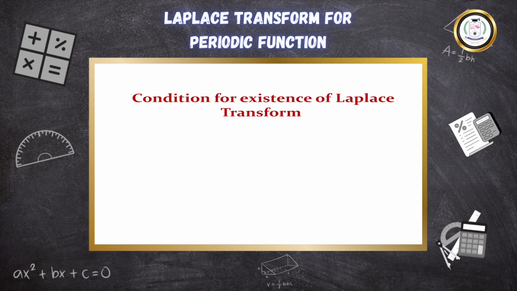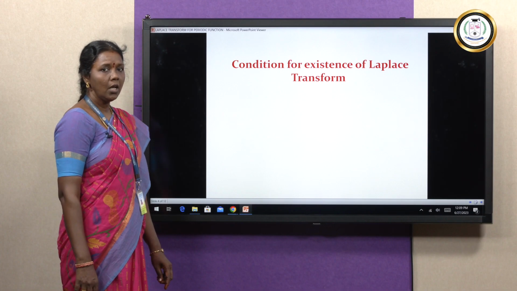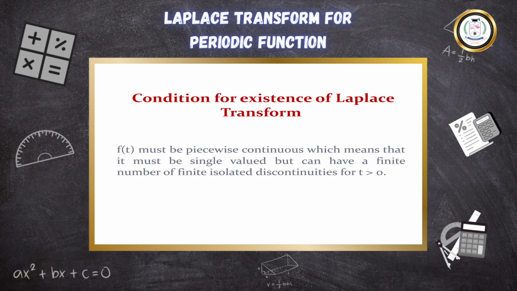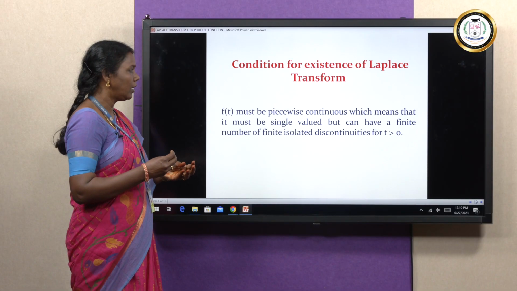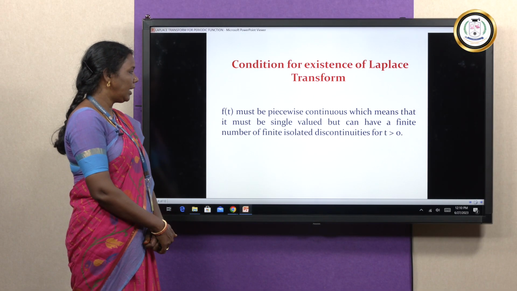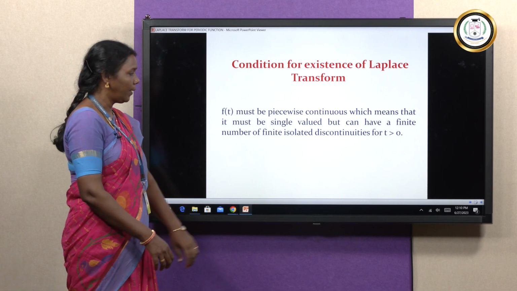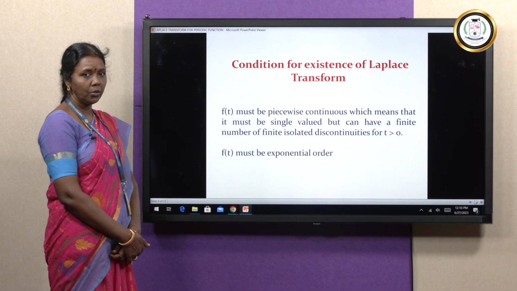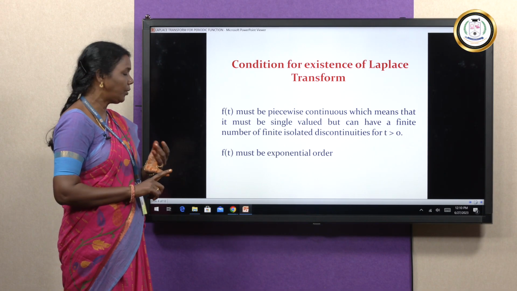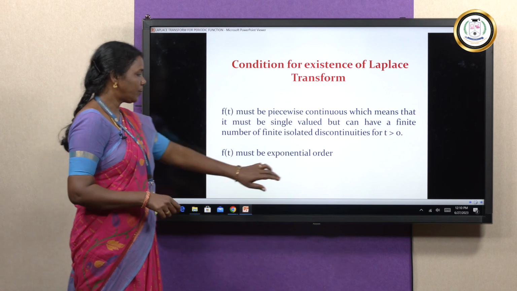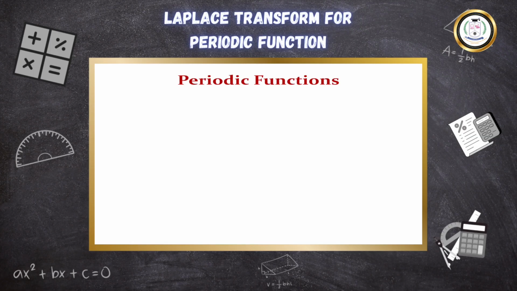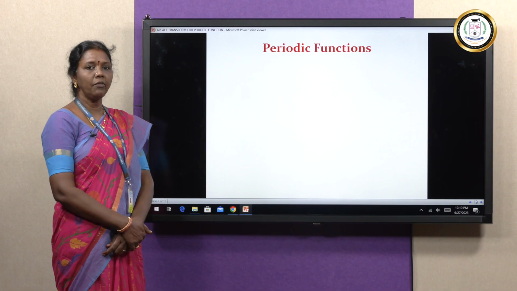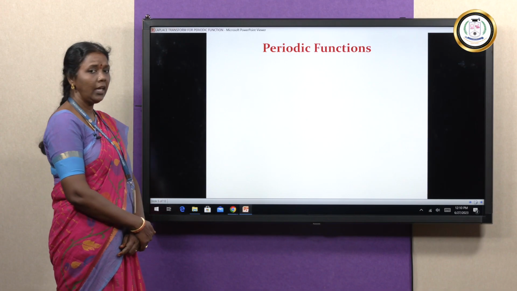Next, we are going to see the condition for existence of Laplace transform. So, there are two conditions. One is f of t must be a single valued function, and it is single valued if it is piecewise continuous, and in each continuous piece it is isolated. And the second one is f of t must be of exponential order. So, these two are the conditions. F of t must be single valued and f of t must be of exponential order. If any function satisfies those two conditions, then we can use Laplace transform to find the solution.